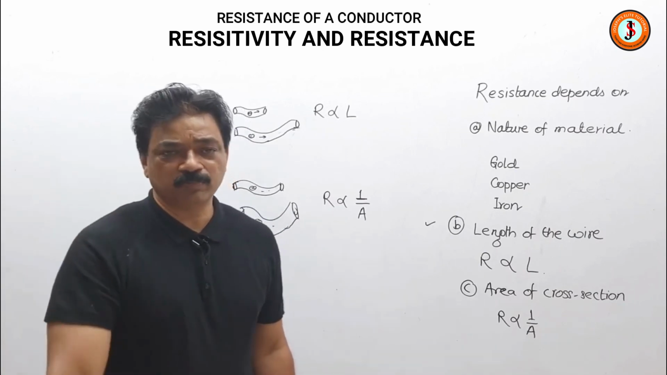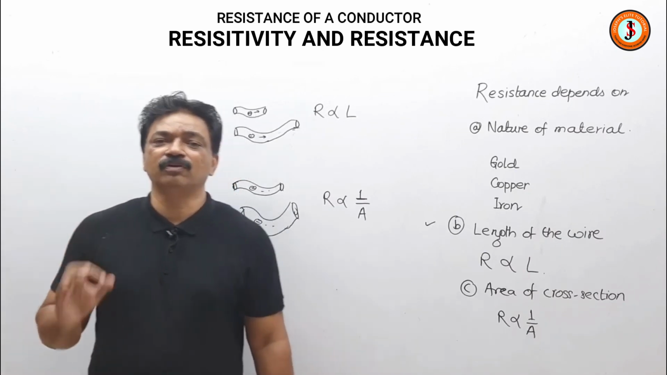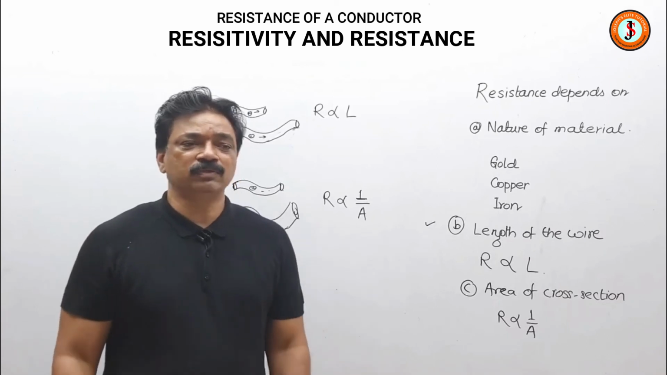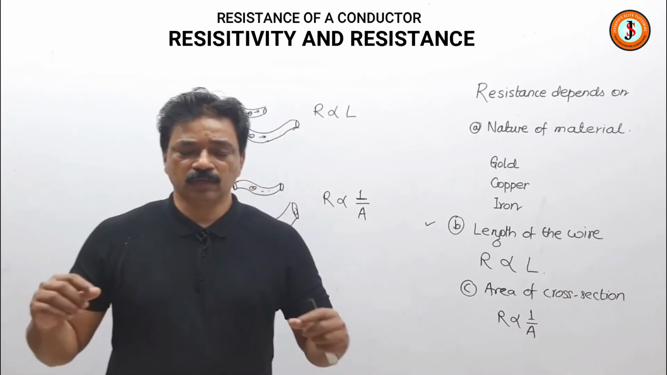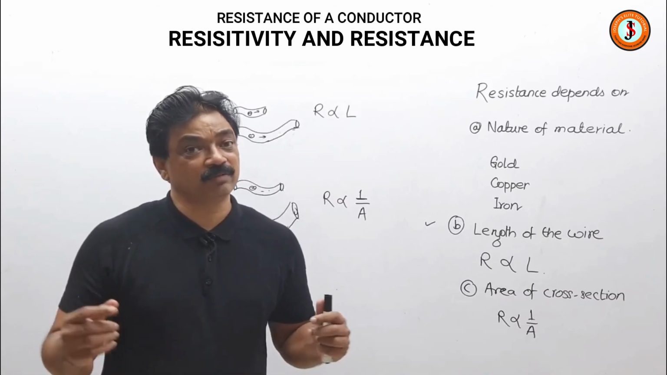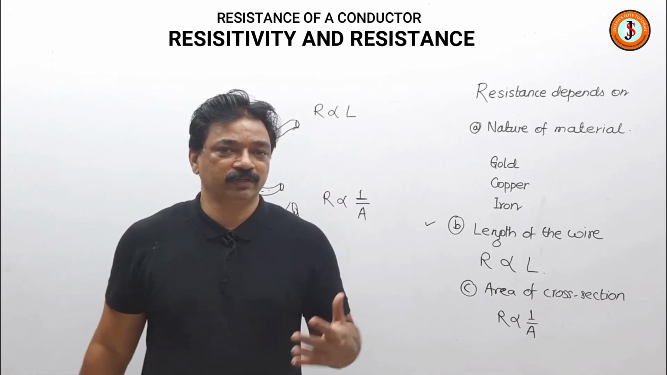There is a condition applied. It will be constant only when they have the same dimensions, that means the same length as well as the same area of cross section. Then only resistance is constant.